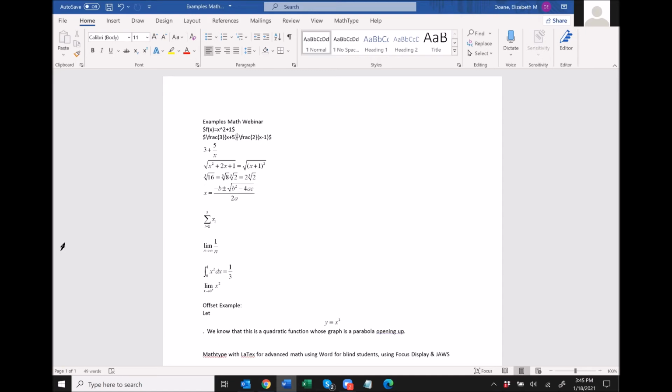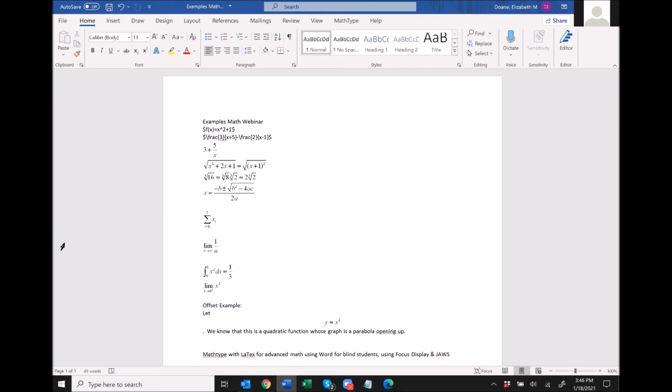Now you're going to start another fraction. Backslash FRAC, numerator, left brace 2 right brace, left brace denominator, x dash 1 right brace, dollar. Okay, and then it goes like that for fractions, and the fractions come out very well. All right? 3 plus 5 over x.